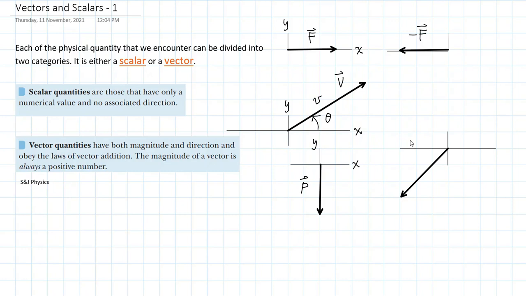Electric field is also a vector. So for example, we have an electric field vector this way, and it has a magnitude represented by the length of the arrow E. That's the magnitude of the electric field, and with the xy coordinate axis, the direction of this electric field vector is measured from the positive x-axis anti-clockwise toward the vector E. So that is the direction of electric field vector E.